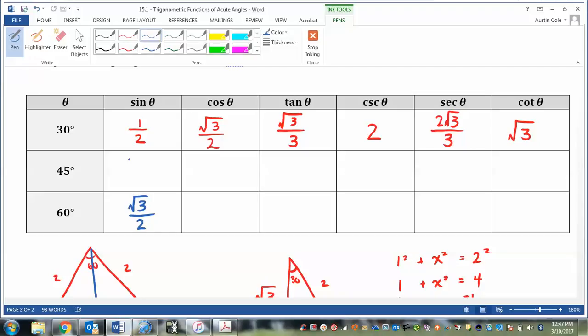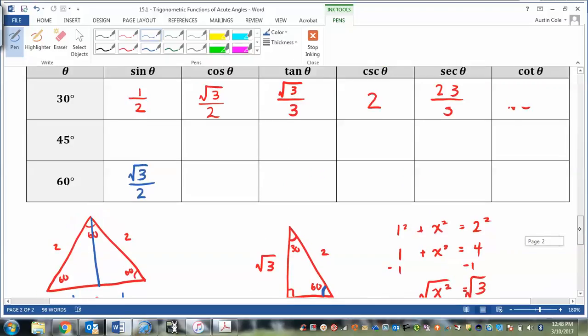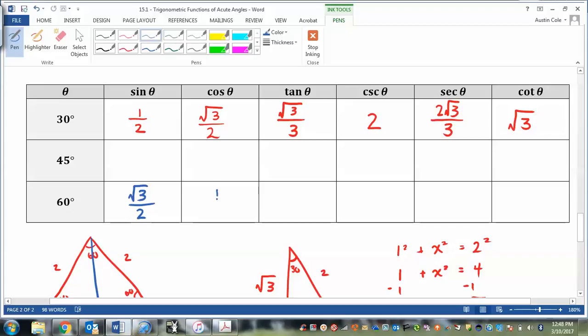What do we think cosine of 60 is going to be? Half. Let's go check it out. So cosine of 60 is the adjacent side, which is 1, over the hypotenuse 2. 1/2.